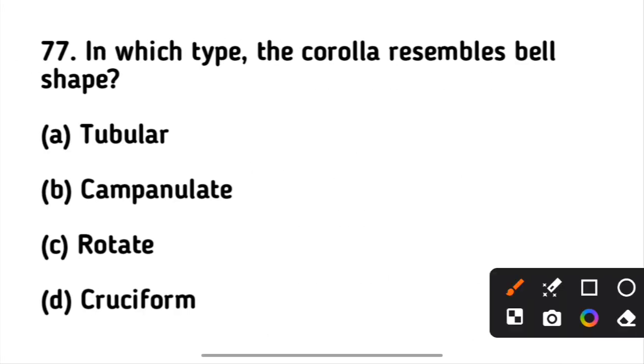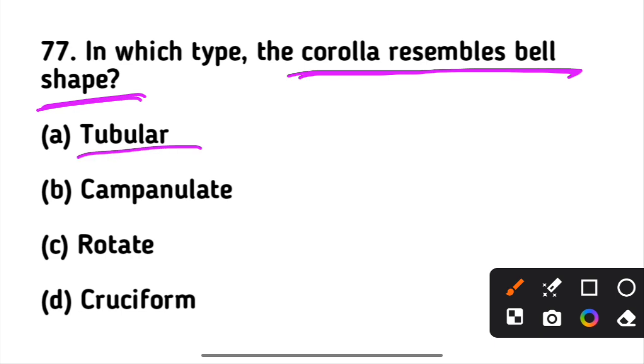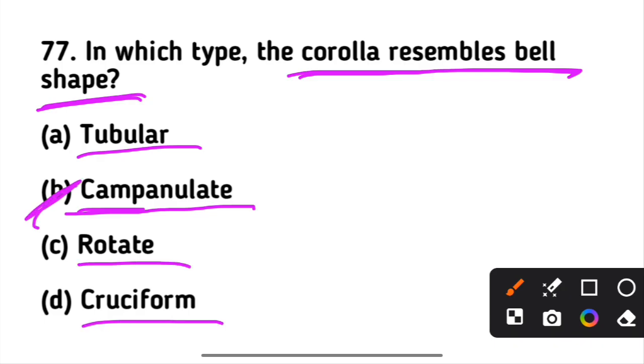Next question. In which type does the corolla resemble a bell shape? Option is tubular, campanulate, rotate, cruciform. Option B is correct, campanulate. In which type does the corolla resemble a bell shape? Option B is correct, campanulate.